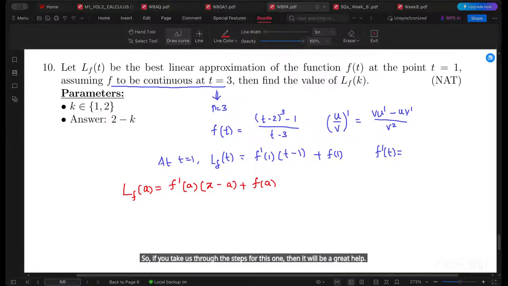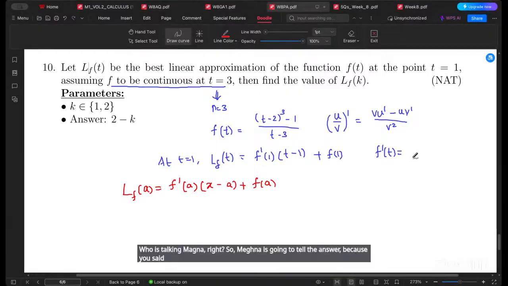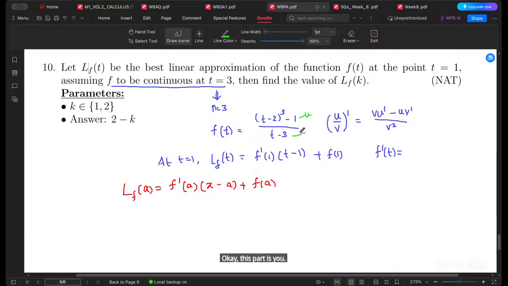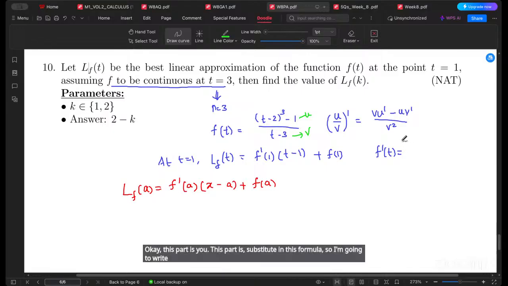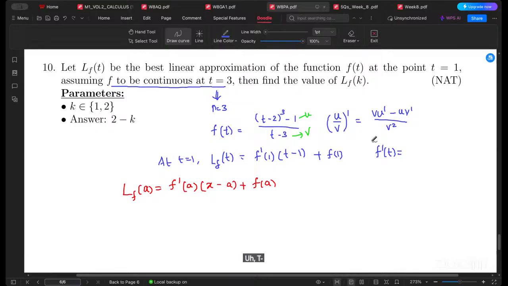Who is talking? Meghna, right? So Meghna is going to tell the answer, because you said you are not sure, so you can easily tell the answer. So here you see that this part is u and this part is v. Substitute in this formula. So I'm going to write v first. What is v? t minus 3. Okay.